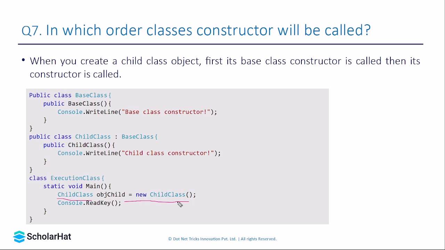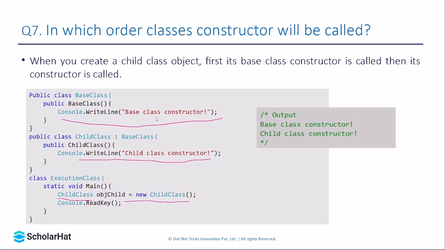When the compiler reaches this particular line of code, it will first execute the base class constructor, and in the first statement, this line will be printed in the console because this is what is printed in the base class. Then it will execute the child class constructor, and the statement will be printed as this one. Let's see the output. When you execute this, first the base constructor called is printed, that is the first statement, and second the child constructor called, that is the second statement.